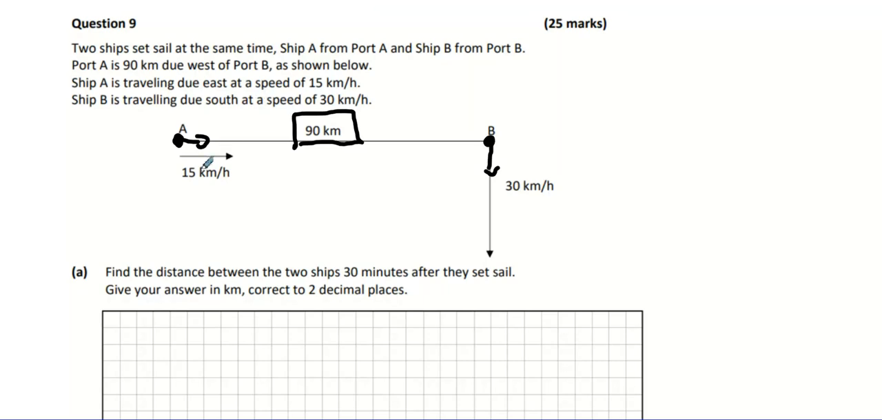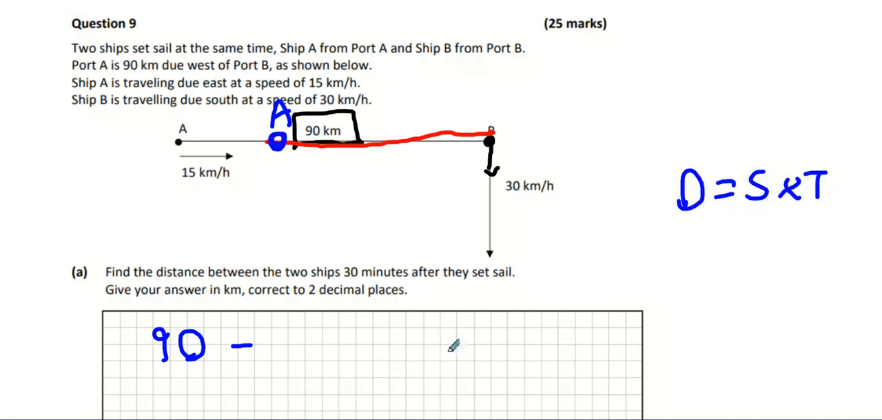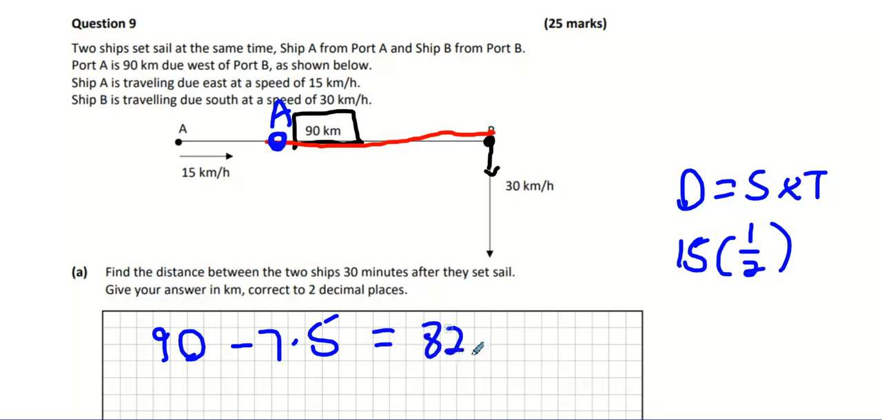And this red distance here, from here to here, I'm going to work on this distance. It was 90, and then A moves forward a certain distance. What I'm after now is this new red distance I have here. So it's going to be 90 take away... It's 15 kilometers an hour, so distance equals speed multiplied by time. So it's going to be 15 kilometers an hour multiplied by half an hour, which is going to be 7.5. 90 minus 7.5 is 82.5.